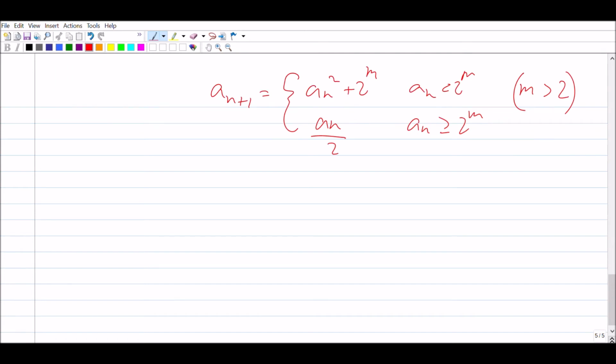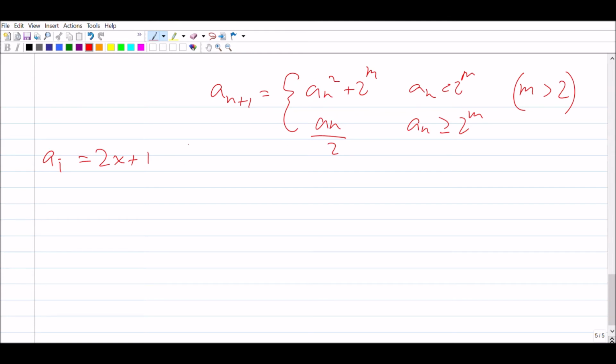So we finally consider the general case, when m is larger than 2. Again, if a1 or any term in the sequence is odd, the next term or the term after that won't be an integer anymore. Let's say ai is equal to 2x plus 1 for some i. Then if 2x plus 1 is larger than 2 to the power m, the next term won't be an integer, because it's going to be odd divided by 2.